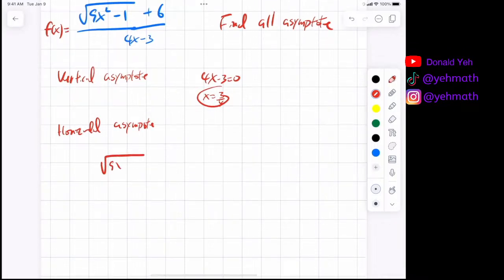So it's going to be the square root of 9x squared minus 1, plus 6, over 4x minus 3. And I'm going to say limit as x approaches infinity. So what's the highest degree on the denominator? x. So I'm going to divide this by x and x.